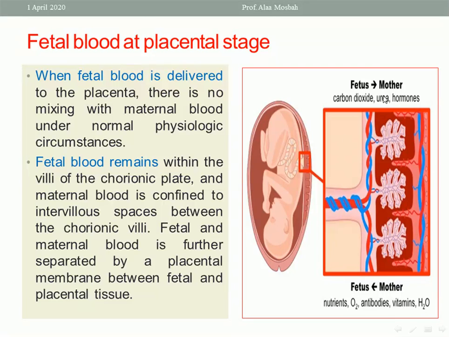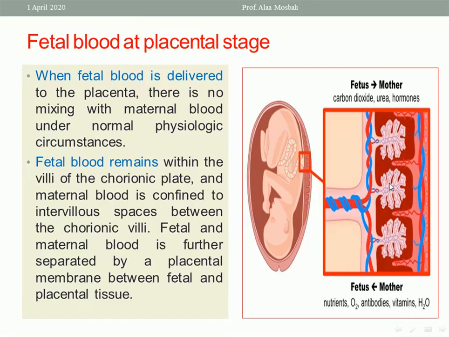The exchange at the placental level: oxygen and nutrients pass from mother to the fetus in this direction, and the passage of carbon dioxide, urea, and other hormones goes from fetus to the mother in this direction. There is no mixing between the blood of the mother and that of the fetus.